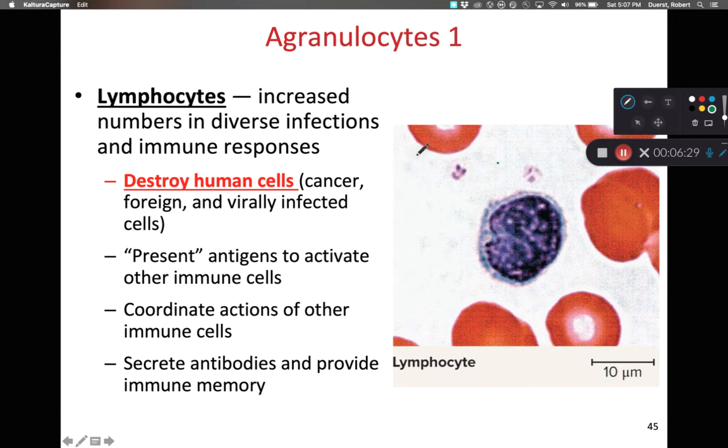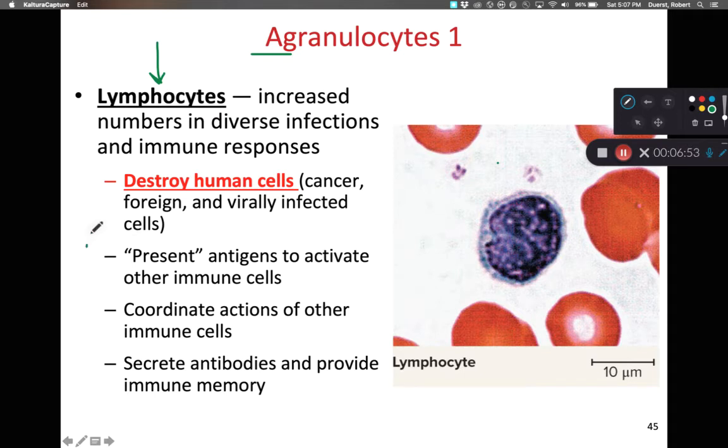And we also have the agranulocytes, the cells that do not have conspicuous granules within their cytoplasm. Lymphocytes are the most common agranulocyte. The lymphocytes have very diverse functions. They can fight off bacterial infections, they can fight off viral infections, they even play a role in fighting off cancer in our bodies. So they have very diverse functions.